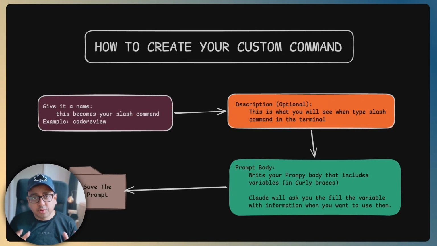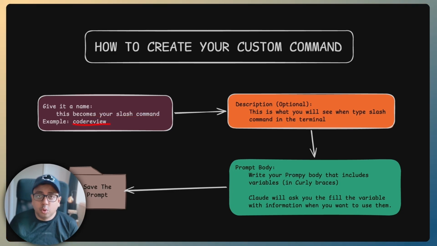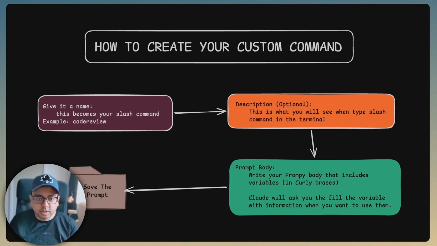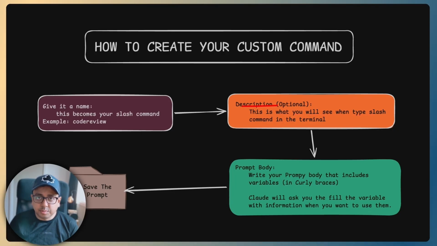So let me show you the structure of how you can create your custom command. You start with a name. You basically give a name and that will become your slash command. For example, code review. Once the name is given, then you give a description, though the description is optional. But this is what you will see when you type the slash and the custom command name, the text that is inside the description.